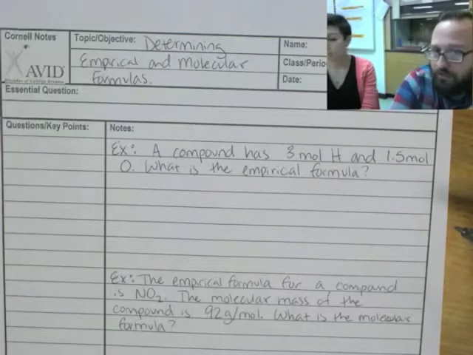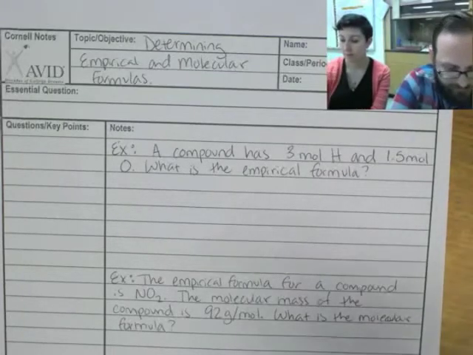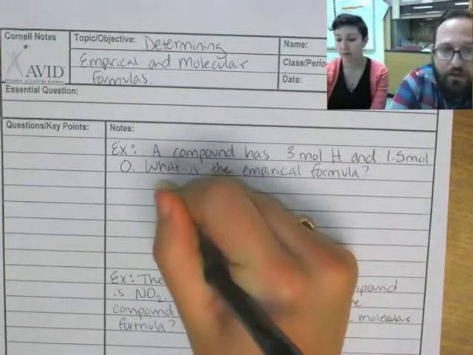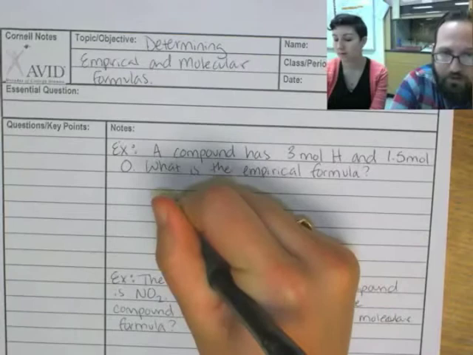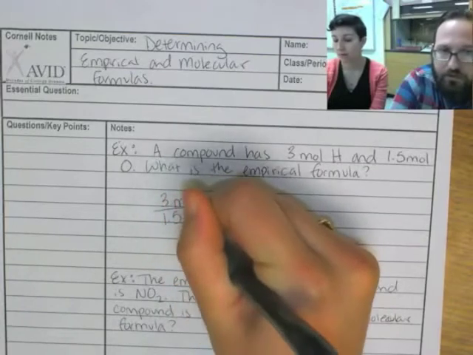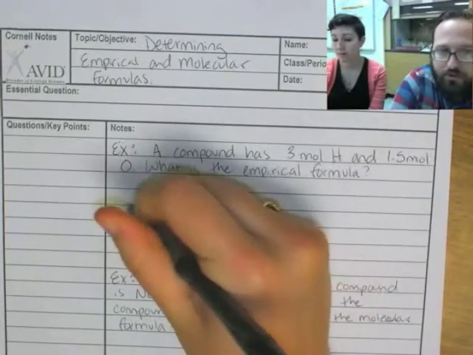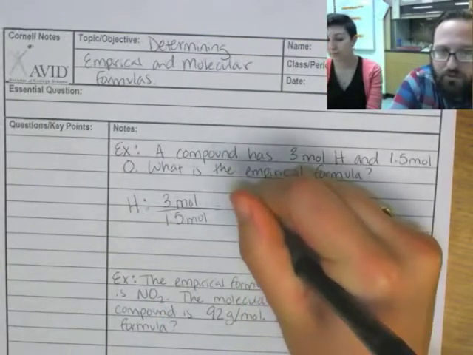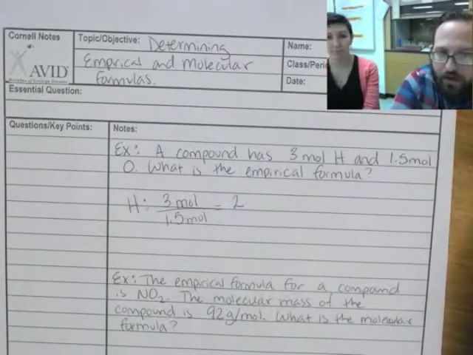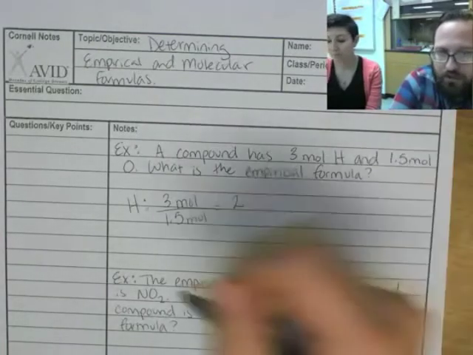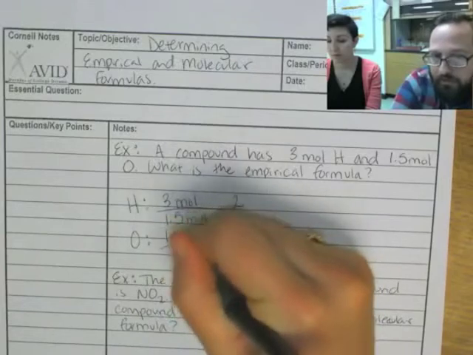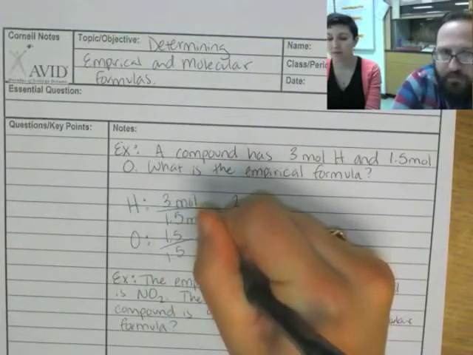So let's start with our hydrogen. We have 3 moles of hydrogen, so we put that right here, and we're going to divide it by our smallest amount, which is 1.5. 3 divided by 1.5 comes out to 2. Now we've also got to do the same thing with oxygen: it's 1.5 divided by 1.5. If we divide the same thing by itself, isn't it just 1?